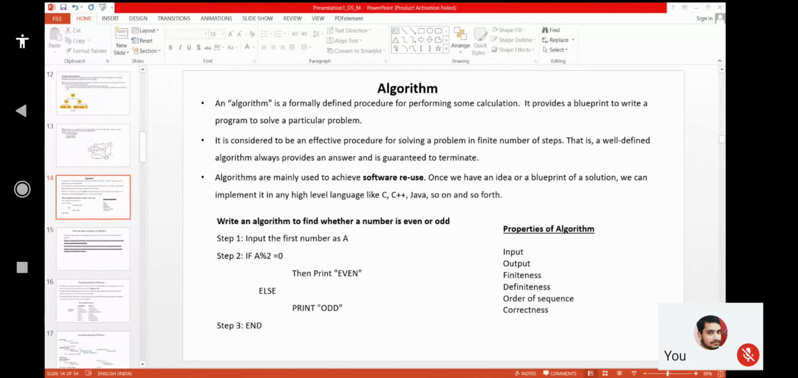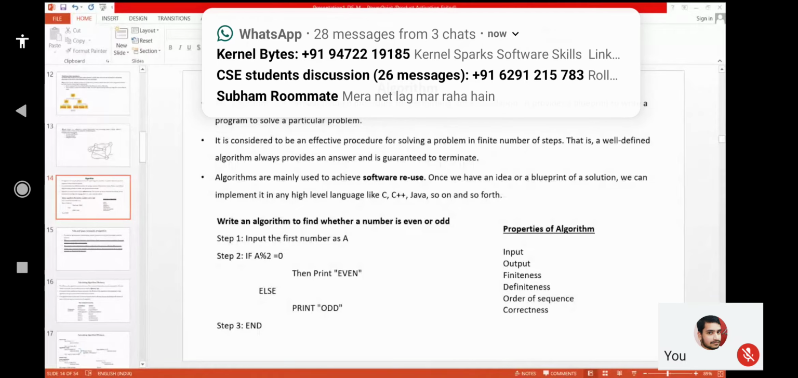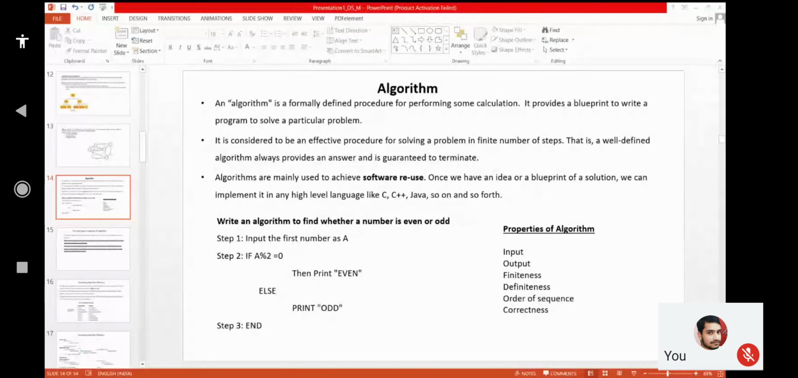Then the next one is order of sequence. What does order of sequence mean? If I write step 2 first, then step 1, then step 2 has no meaning. Why? First we have to read a number, then we have to check whether the number is even or odd. Before reading a number, we cannot check. That means it maintains an order of sequence.